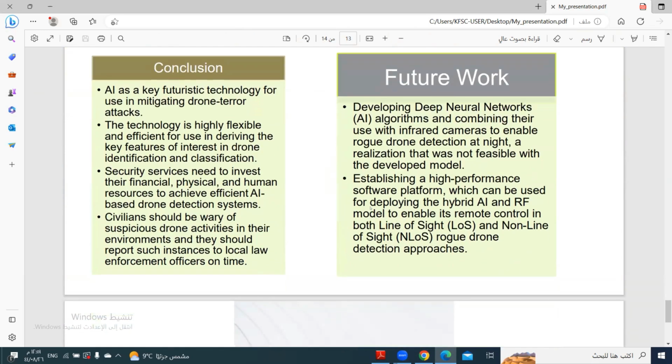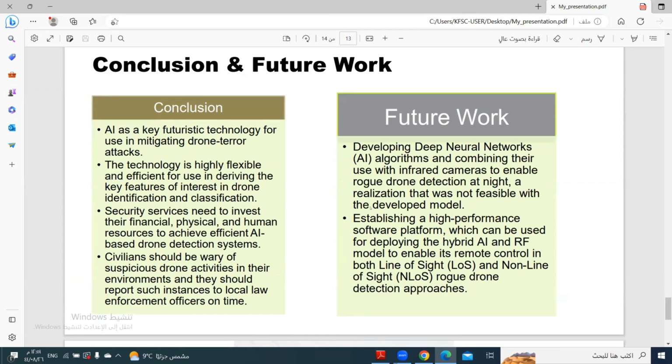In conclusion and future work, AI is a key prospective technology for use in mitigating drone terror attacks. The technology is highly flexible and efficient for deriving the key features of interest in drone identification and classification. Security services need to invest their financial, physical, and human resources to achieve an efficient AI-based drone detection system. Civilians should be aware of suspicious drone activity in their environment, and they should report such instances.